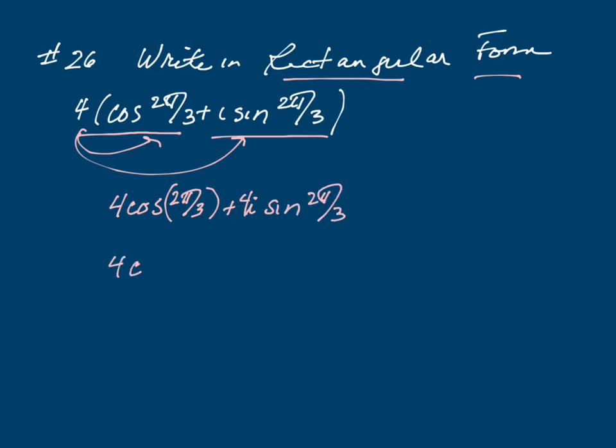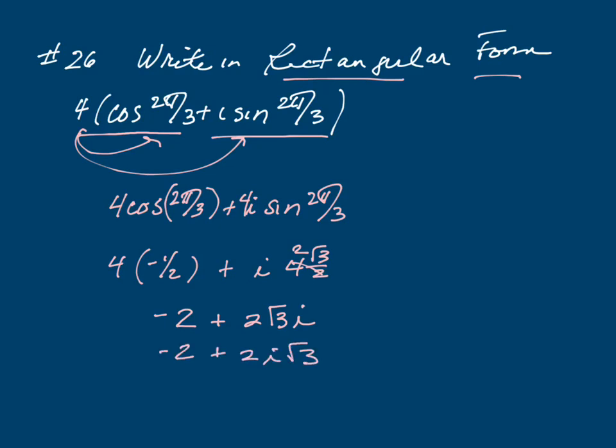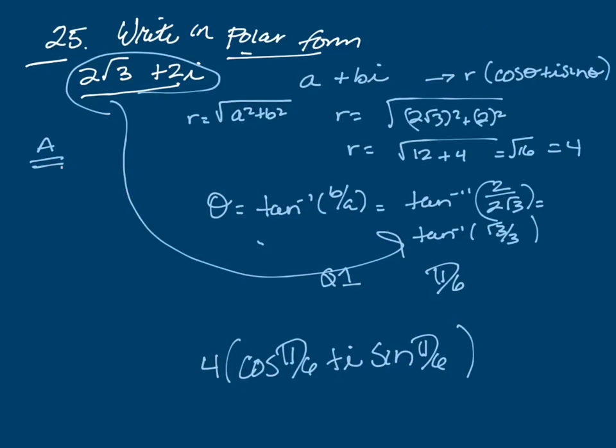Now cosine of 2 pi over 3 is negative 1/2. So negative 1/2 times 4, plus i times 4, and sine of 2 pi over 3 is positive square root of 3 over 2. So that would be 2 square root of 3. So your answer is negative 2 plus 2 times the square root of 3 i. Negative 2 plus 2i square root of 3. So the right answer was B. For 25, the right answer was A. Okay, I told you that.